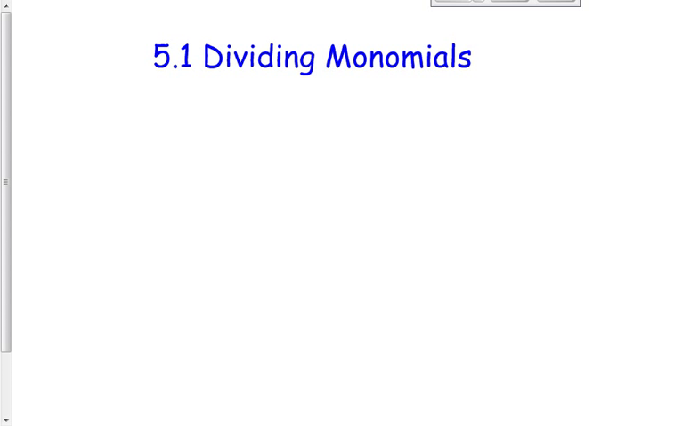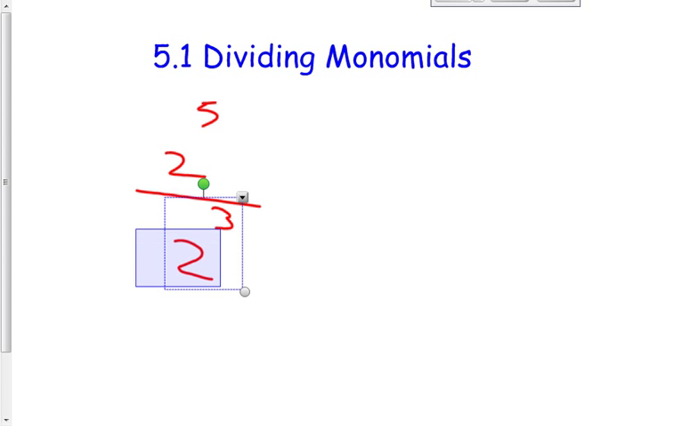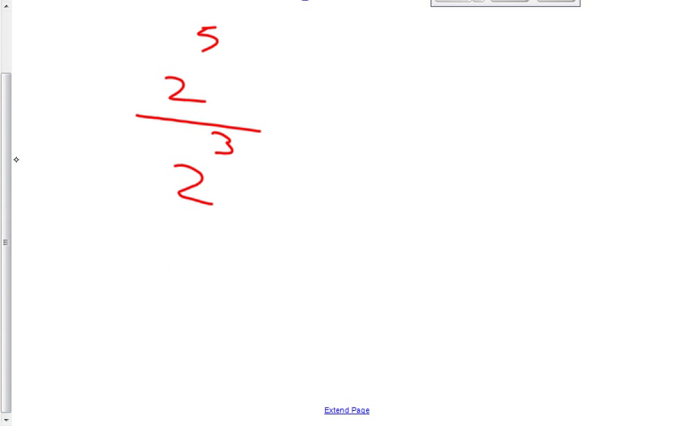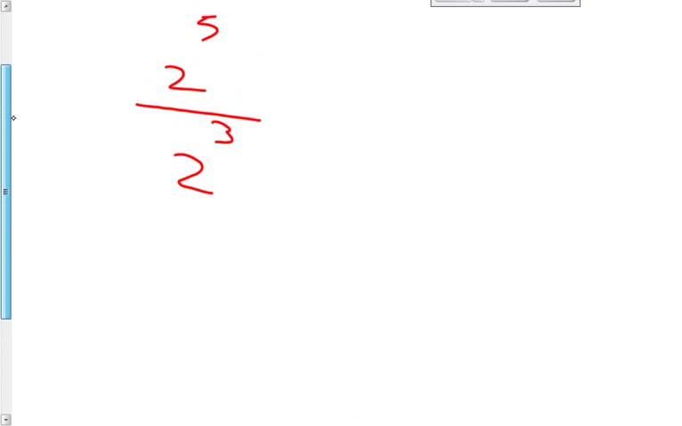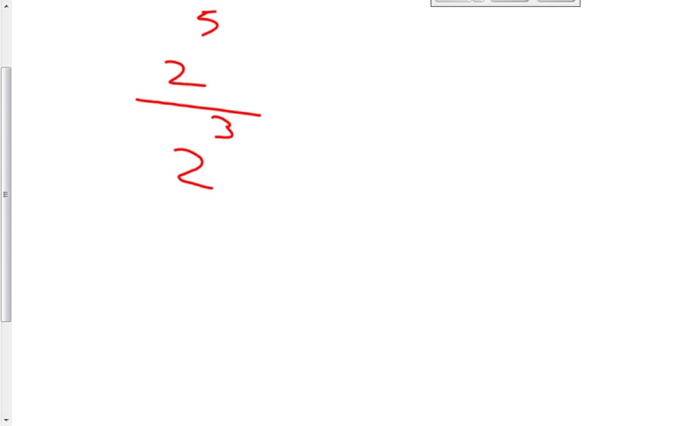Let's explore this just using basic numbers again. Let's say we had 2 raised to the 5th divided by 2 raised to the 3rd. Just explaining this a little bit further, we have a base of 2 and a base of 2. If their bases are exactly the same, we can just subtract their exponents. We'll show you this first simplifying it how you would instinctively, and then doing it using the quotient property.